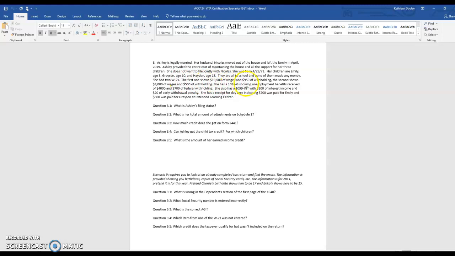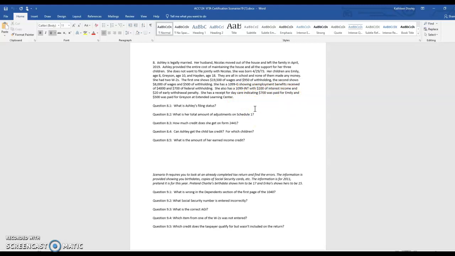She has 2 W-2s, and it shows how much she made for those. She also has a 1099-G showing unemployment benefits. Received a $4,000, and she has $700 of federal withholding. She also has 1099 INT with $200 of interest income, $20 of early withdrawal penalty. That should ring some bells for you as to what that is. She has a receipt for daycare indicating $700 was paid for Emily, $500 for Grayson.